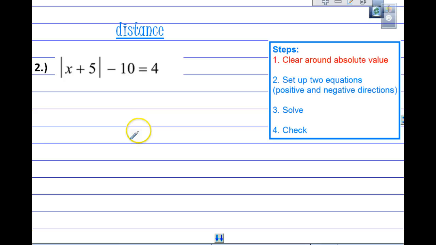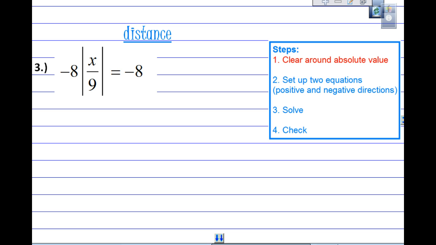Real fast, what's the first step here? Add 10 on both sides. And the 2 equations are? X plus 5 equals 4. No, X plus 5 equals 14, X plus 5 equals negative 14. That's why 14 and negative 14. Good. That's why we don't do mental math. Good. All right. I'll leave it on here for a sec.